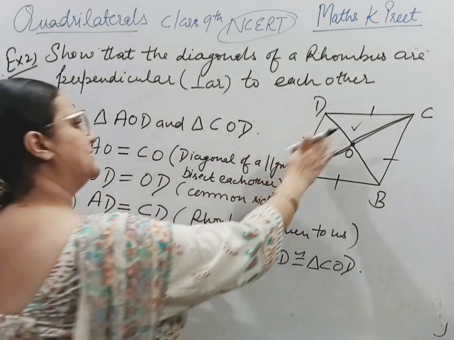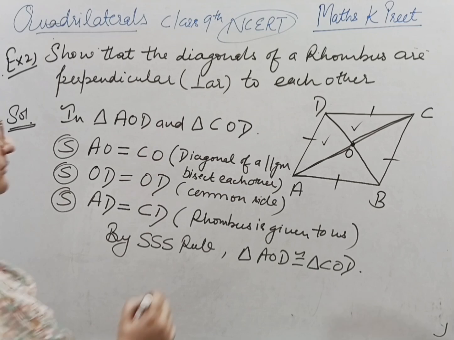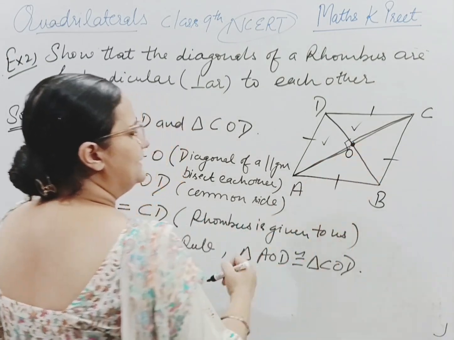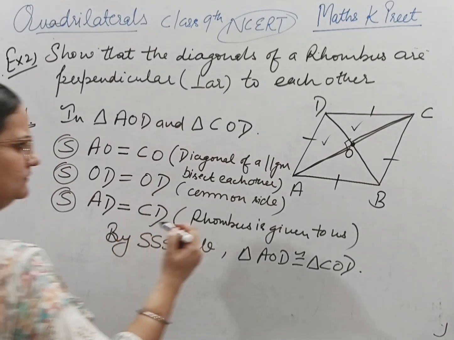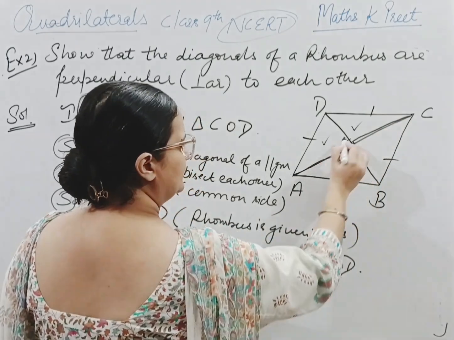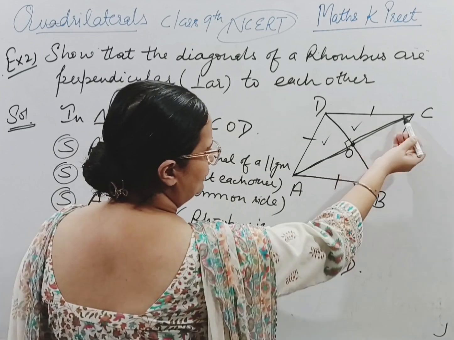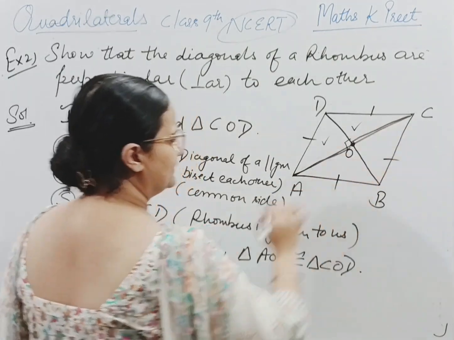So these two triangles are congruent. Now I have to show that the diagonals of a rhombus are perpendicular to each other. So if I show that this angle is 90 degrees, we are done with the solution. So what can I do further? This is a line. These are two adjacent angles with non-common arms forming a straight line, so this is making a linear pair of angles.